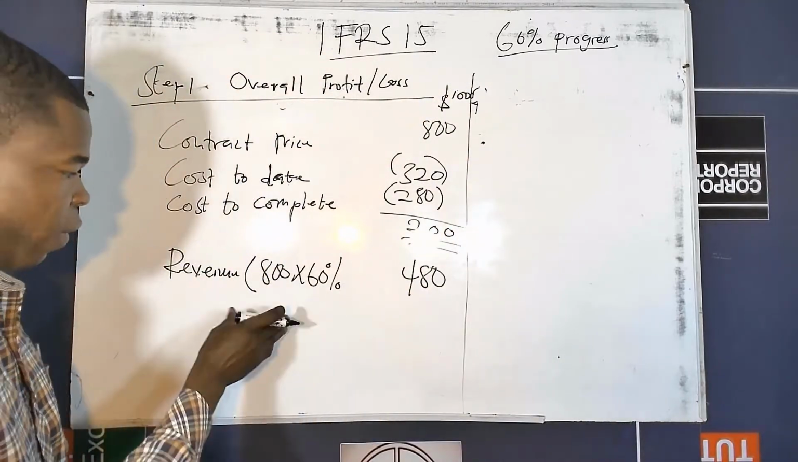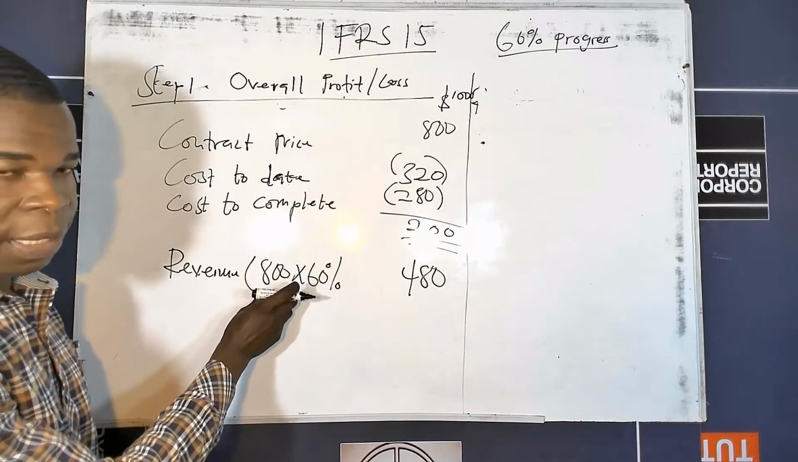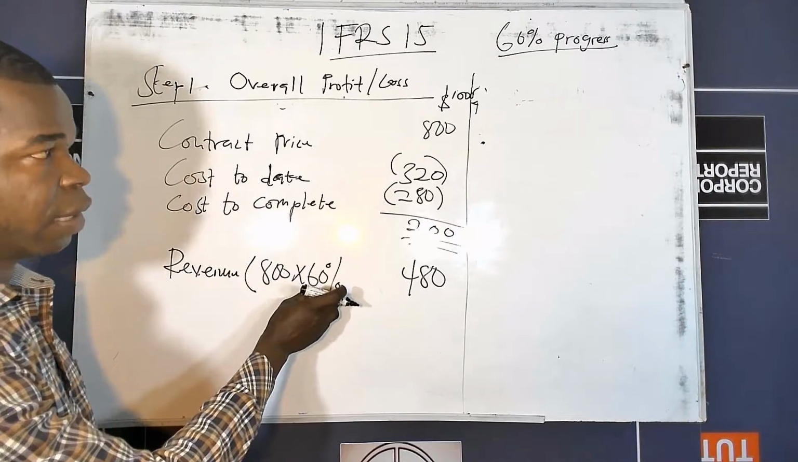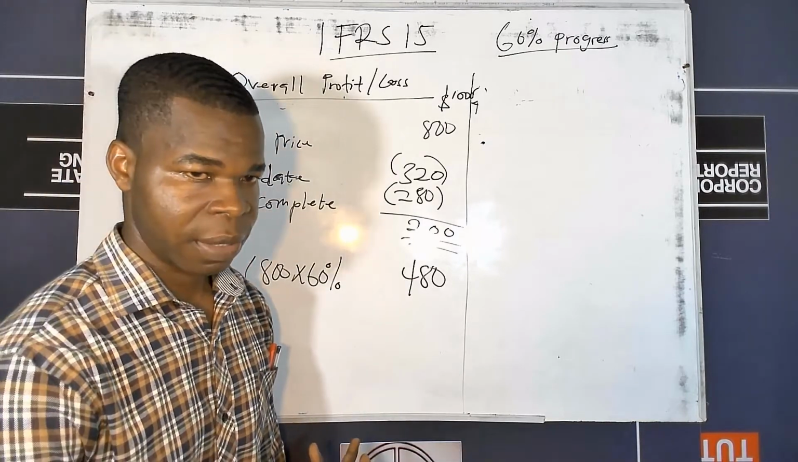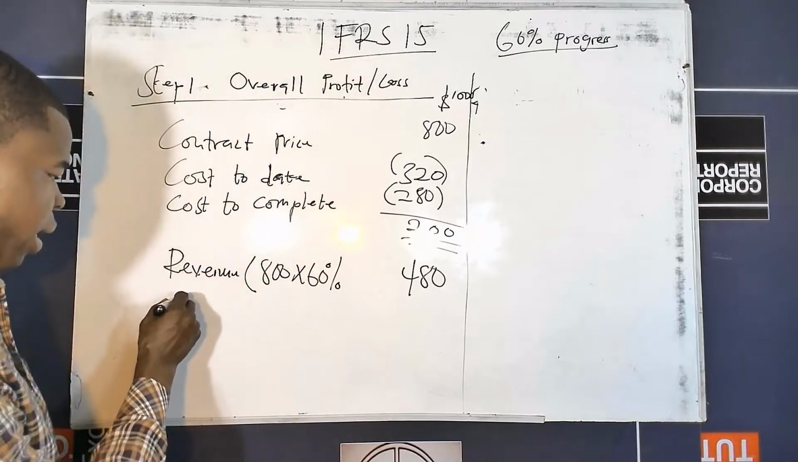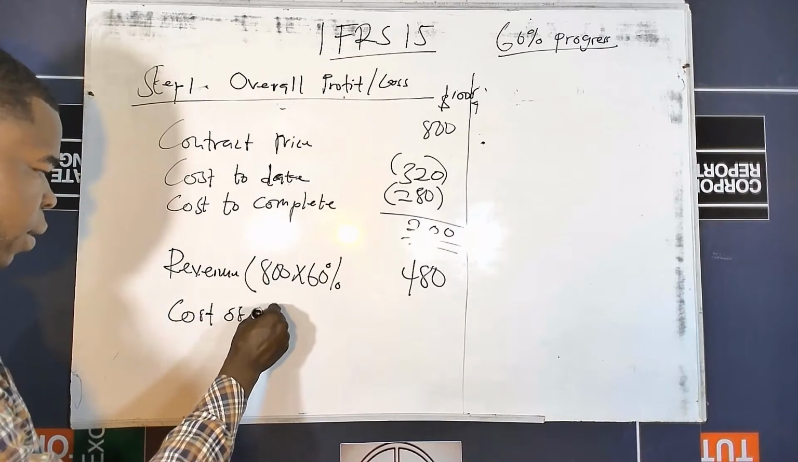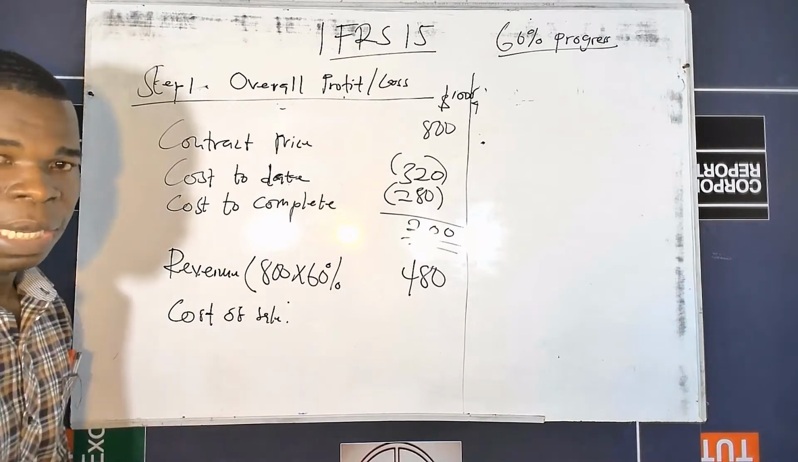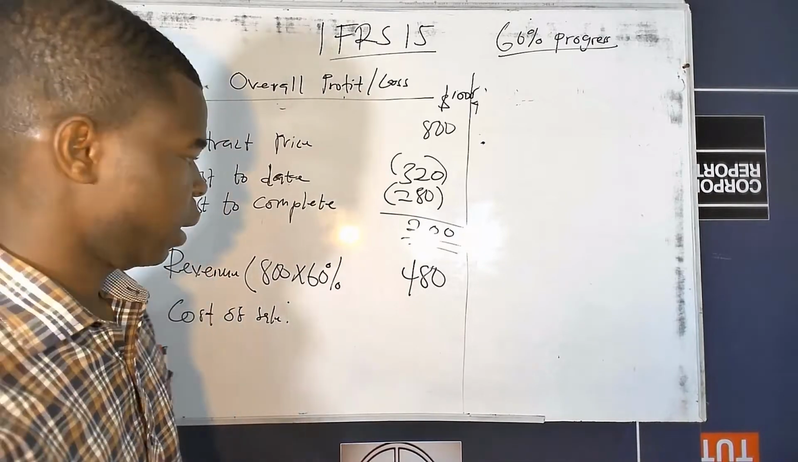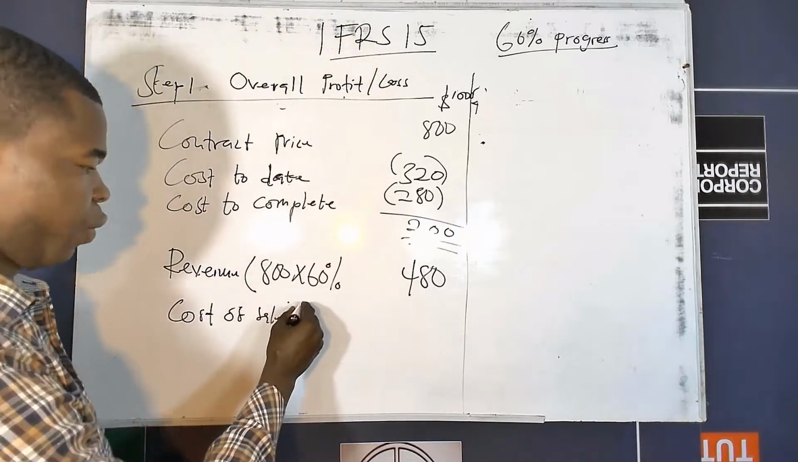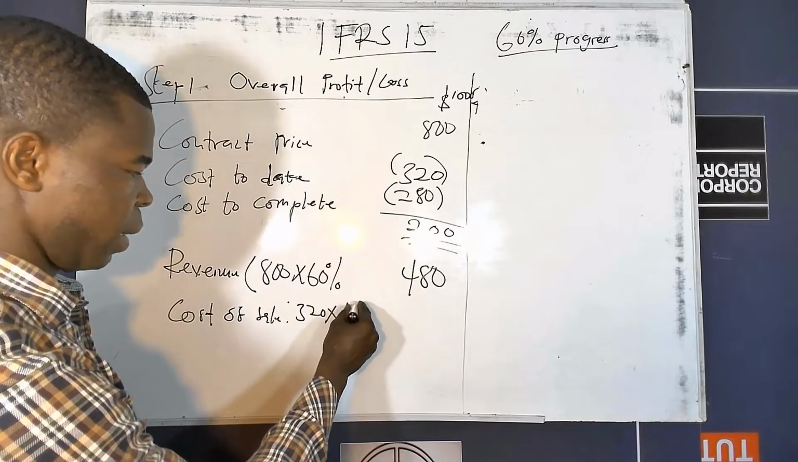And then after getting your revenue, remember that your revenue is going to be your contract price in the question multiplied by the percentage of progress. In this question, the percentage of progress was given to us. So the next thing is to determine our cost of sale. And this cost of sale basically comprises two things: your cost to date and your cost to complete. Now the cost to date is 320 multiplied by the percentage progress.